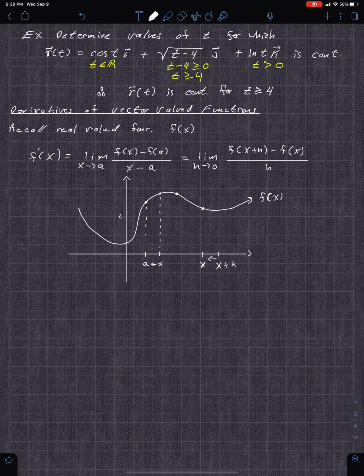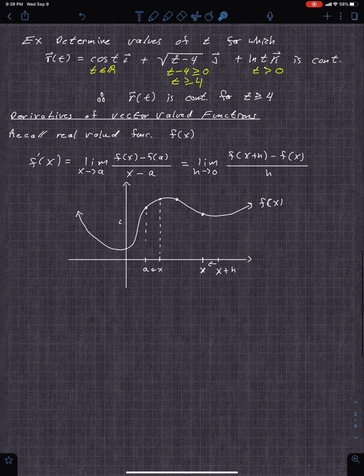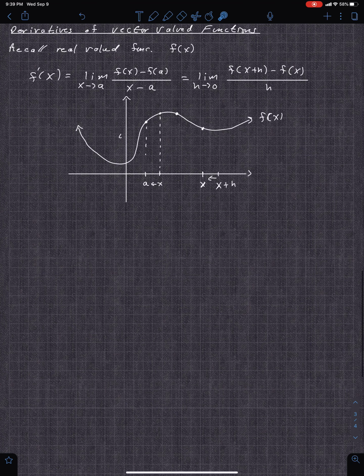And then the definition, if you recall, for real valued functions is this. We say f prime of x is equal to the limit of f of x minus f of a all over x minus a as x approaches a. Or you can define it as the limit as h approaches 0 of f of x plus h minus f of x all over h. So both cases I'll show you here.